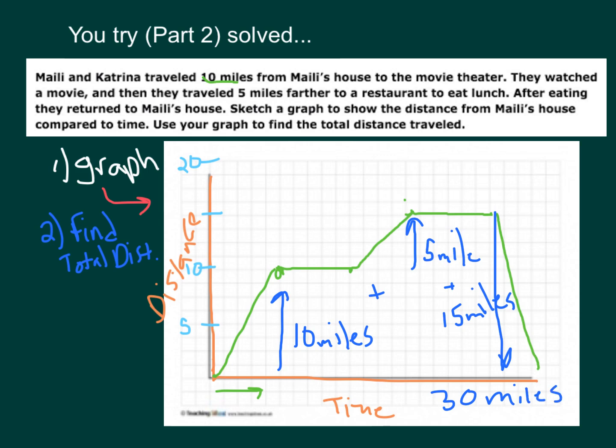That's actually a really long way. And if we wanted to know just how fast they traveled, well, then we would be able to calculate the slope of each one of these lines. But we'll save that for another chapter.